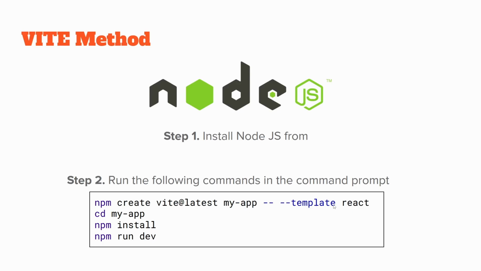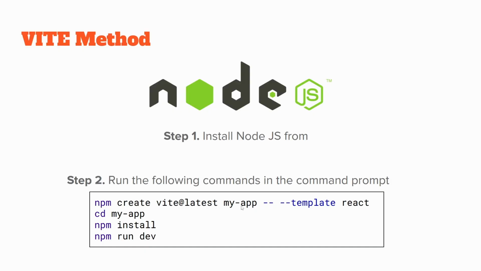Then the template should be React. Even if you do not provide the template, that is fine. When you run the command, it will ask you which type of app you want to create. Vite is basically a general build tool. It can be used for creating apps for any type of JavaScript library like Angular, Vue, React, anything. So in general, this can be used for any type of library.